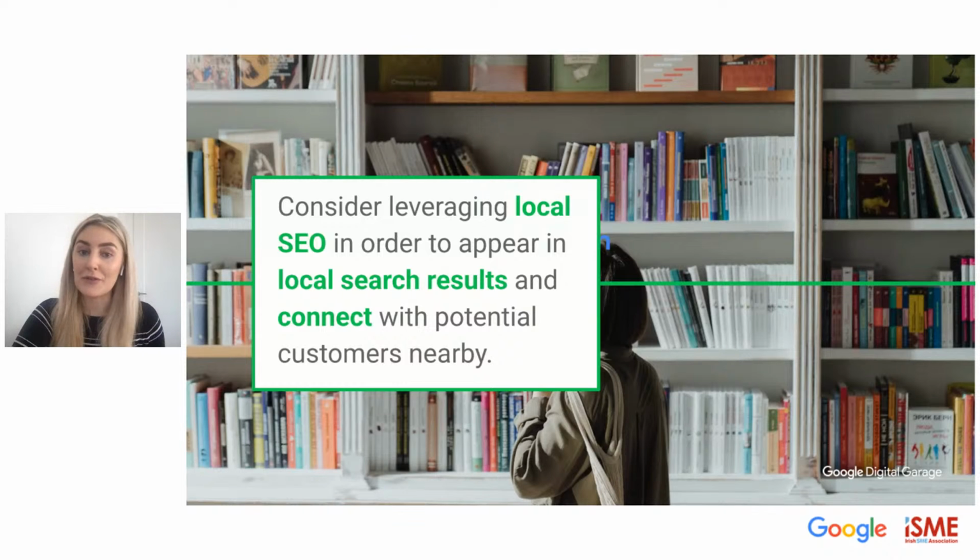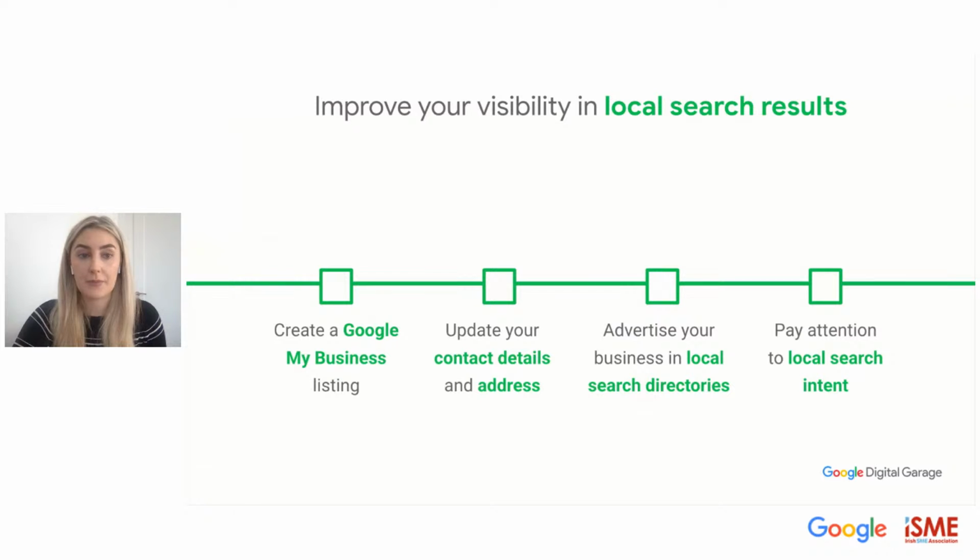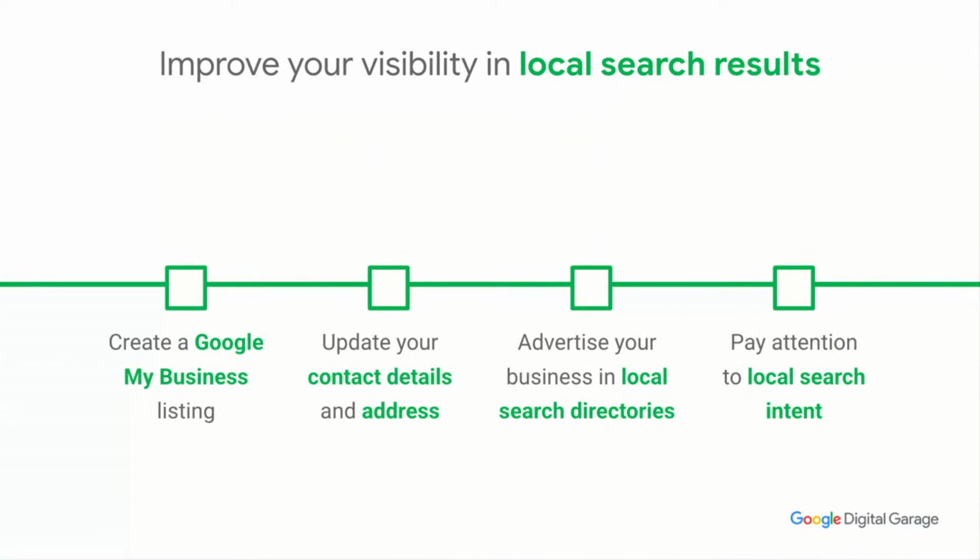So how can you improve your visibility in local search results? Well, there are 4 ways to localize your website and content in order to appear in local search results. So firstly, create a Google My Business listing. This is of no charge. It provides information on search such as contact details, phone number, location, website, reviews, and more. GMB is easy to set up and enables you to appear in Google Maps and local searches.